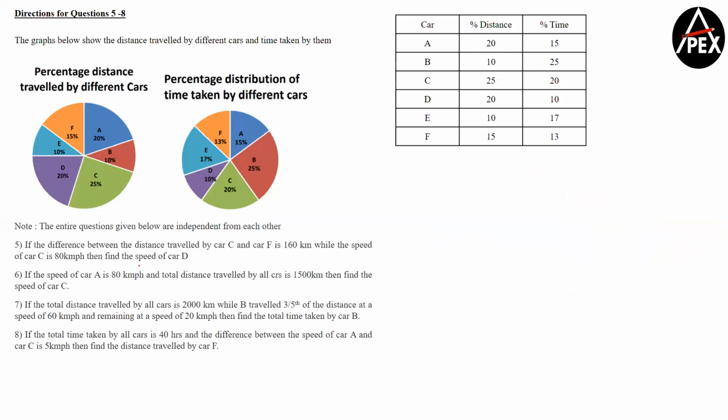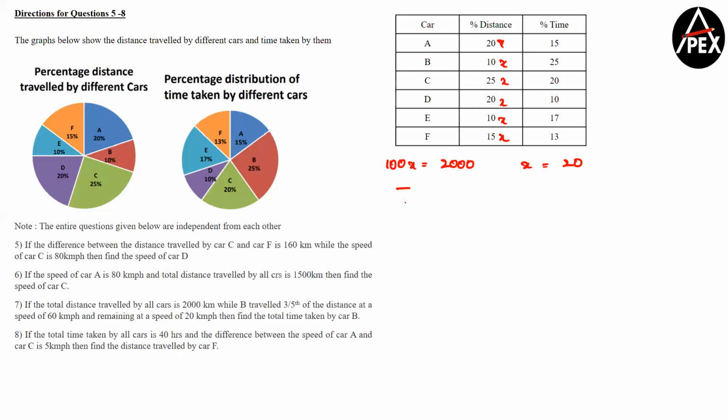Now it is given that the total distance traveled by all the cars is 100x. Let us assume this as x. So 100x is equal to 2000. Yes, so x will be equal to 20. So in question number 7, it is asked if the total distance traveled by all cars is 2000 kilometers, while B traveled 3/5 of the distance at speed of 60 kmph and remaining at 20 kmph, then find the total time taken by B.